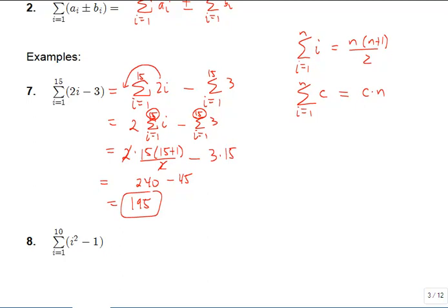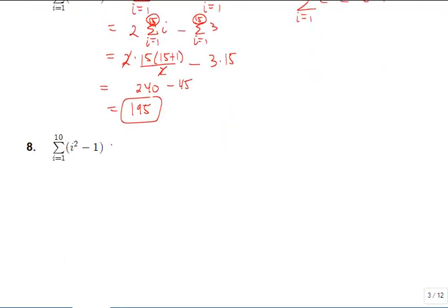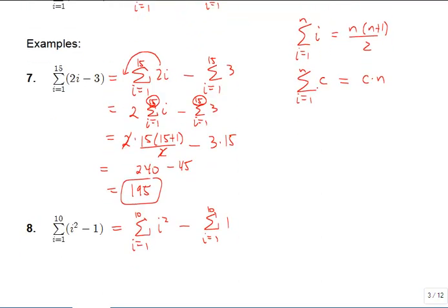Okay? Let's try another one. The sum from 1 to 10 of i squared minus 1. So the first thing that I'm going to do again is separate that difference, and I'm going to make this the sum from 1 to 10 of just the i squared minus the sum from 1 to 10 of 1. Now keep in mind that we have formulas for the sum of a constant, the sum of i to the first, the sum of i squared, and the sum of i cubed. Those were all those 4 formulas we talked about on the last page.